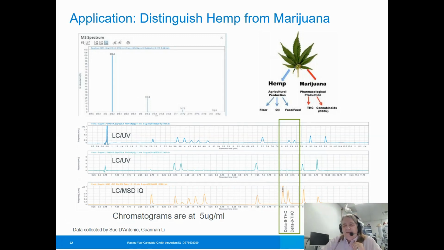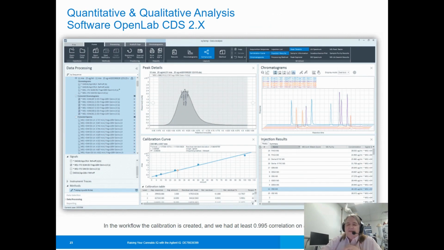Now, one of the other features that we have is we have the software. Now, again, other vendors have software, but I just want to show you some of the features of ours. You'll see that we have a nice linear curve. A lot of people complain that LCMSD is not linear. And I would argue that that's definitely not true. We typically get 4 orders of magnitude of linearity. And as you go down lower and lower with this mass spec, you can even get 5 orders of linearity.